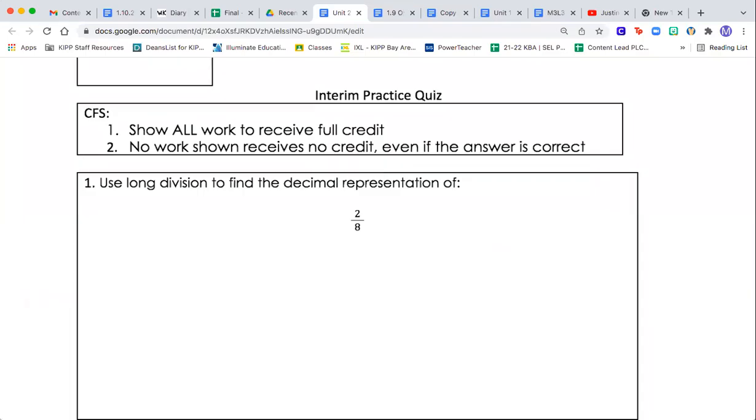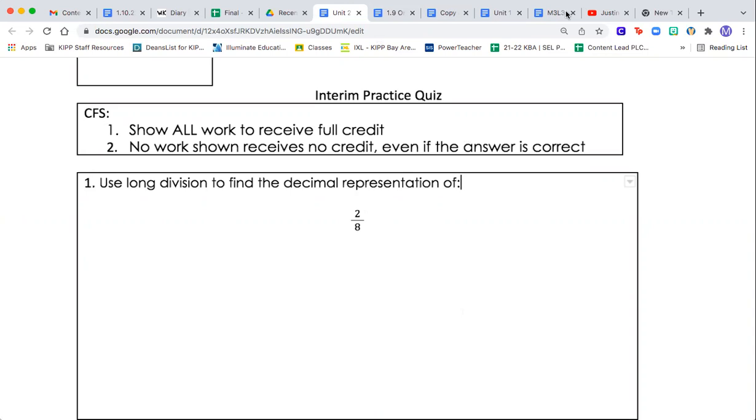All right, everybody. So the first thing is we're gonna go over number one. What you have to do is use long division to find the decimal representation of 2 over 8. So if you got this one wrong, then make sure to take down the notes that I have here.